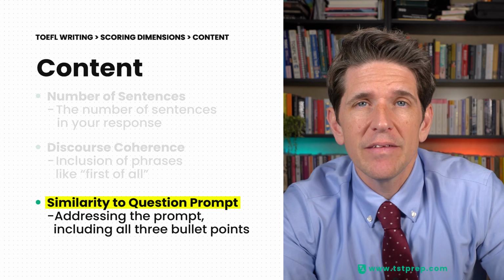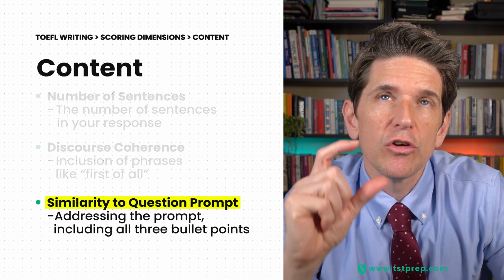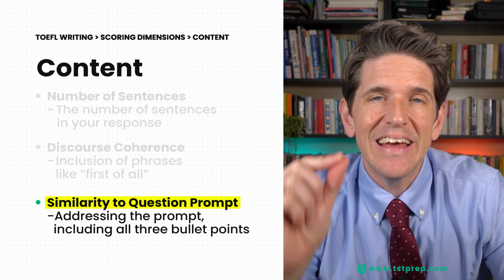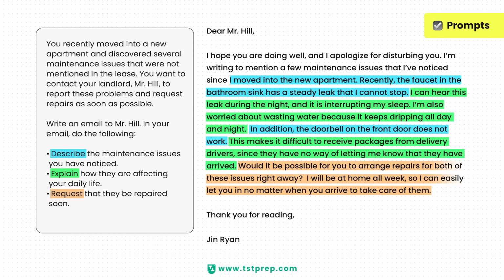Also from content is if you basically answered all of the points in the task. And what do I mean by that? So if you remember, there's 3 bullet points, right? So you need to describe the maintenance issues, you have to explain how they're affecting your life, and you have to request information. I've highlighted where I've done that in this email here, that I've addressed each of these points.